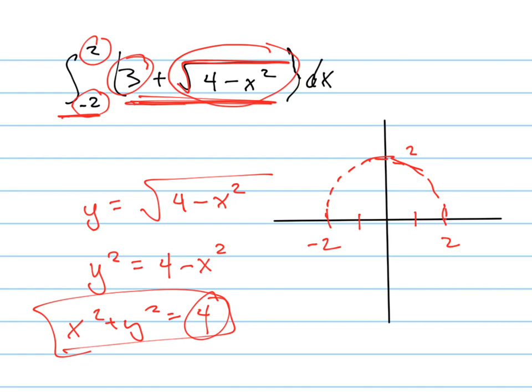However, we've got this little +3 here. What does the +3 do? Move up 3 units. Yeah, it moves that entire semicircle up 3. So instead of that being the semicircle, it's going to start, let's see, let's say this is 1, 2, 3. It's going to start at 3 instead. And it's going to be this semicircle up here now.